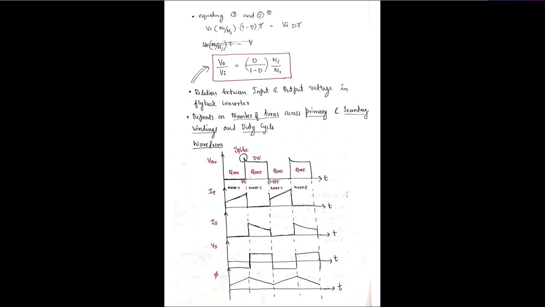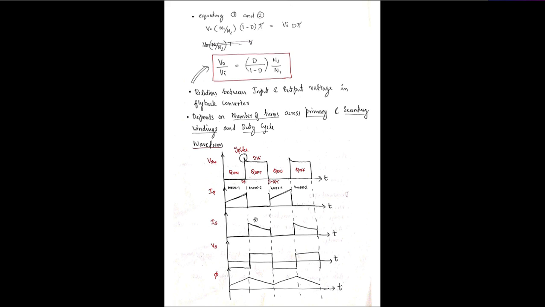So equating equation number 1 and equation number 2, we will get V0 and N1 by N2 into 1 minus D into T, which is equal to Vi into DT. DT cancels. Finally, we will get V0 by Vi equal to D divided by 1 minus D into N2 divided by N1. So this is the relation between the output voltage and input voltage. Here we can see it depends on the duty cycle as well as the number of turns across primary and secondary. That is, V0 by Vi is equal to D divided by 1 minus D into N2 by N1, the relation between the output voltage and input voltage in the flyback converter.